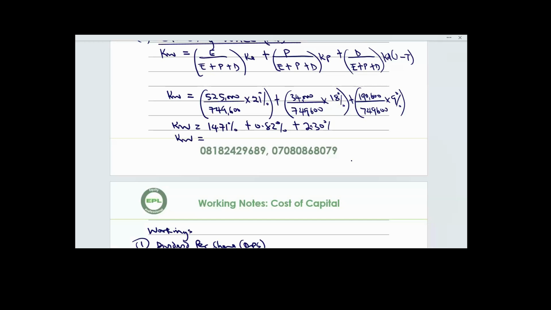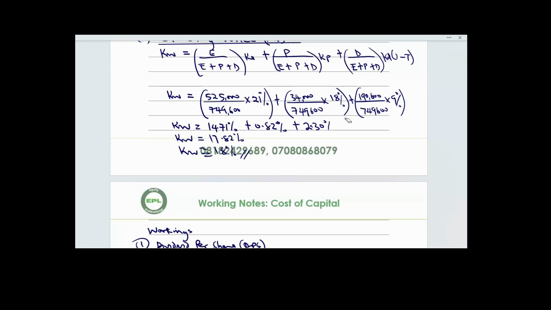That is 17.82%. So the WACC is approximately 18%. So that is how to calculate weighted average cost of capital.